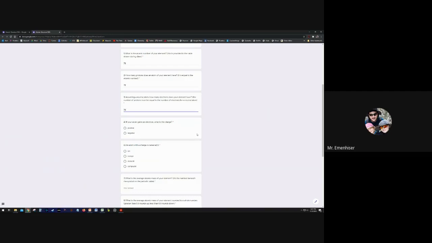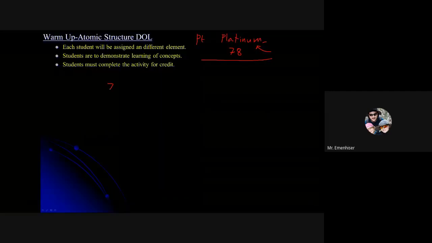If your atom gains an electron, what is the charge? So I have 78 protons, 78 electrons. Protons are positive, electrons are negative. So if I gain an electron, that means now I have 79 electrons. So let's think about this. 78 protons, 79 electrons. So I have 78. So my total positive is plus 78. My total minus is minus 79.